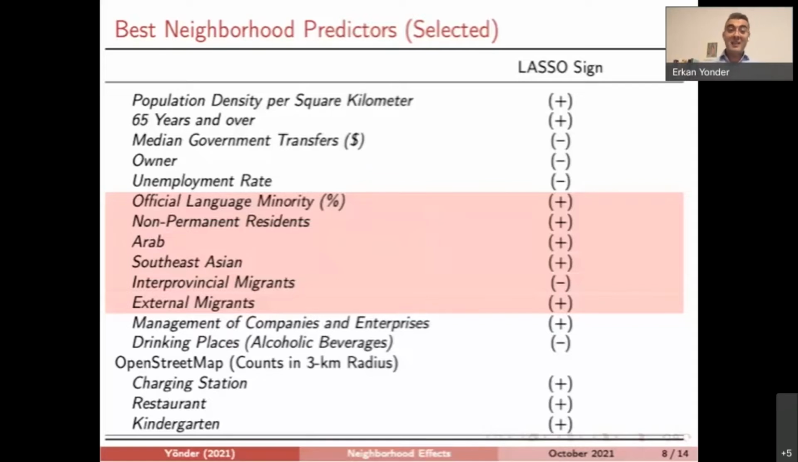We see other impacts, like a higher unemployment rate in the neighborhood surrounding a real estate asset. If it is more owner occupied, these have negative impacts, or some kind of government transfers, these have negative impacts.